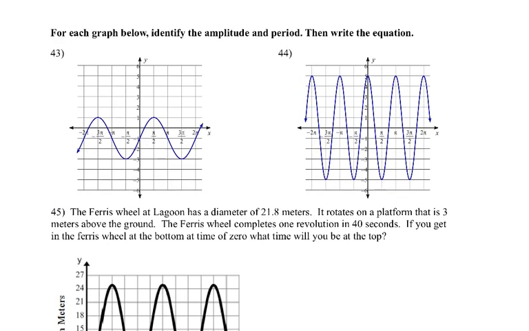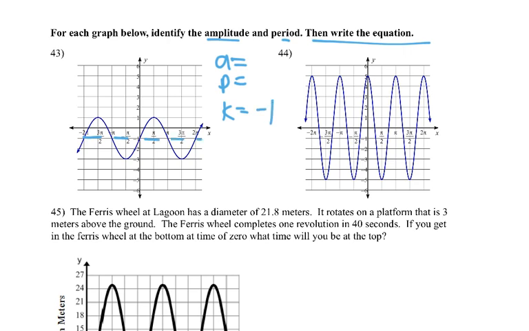Now, let's work it backwards. All right, so we want to write the equation, which means we need the amplitude, the period, and the midline. Okay, so let's find those first. Typically, the midline is the easiest one to find. So if we look at this, we should see the midline's at -1.